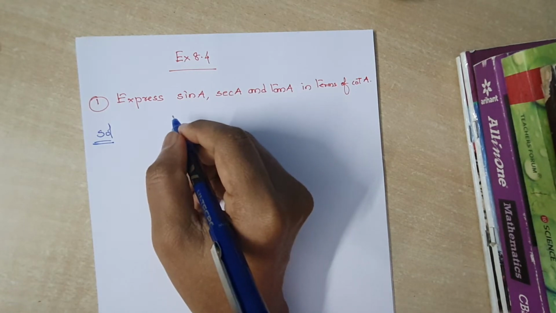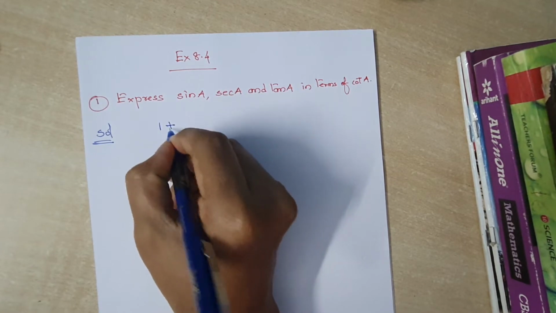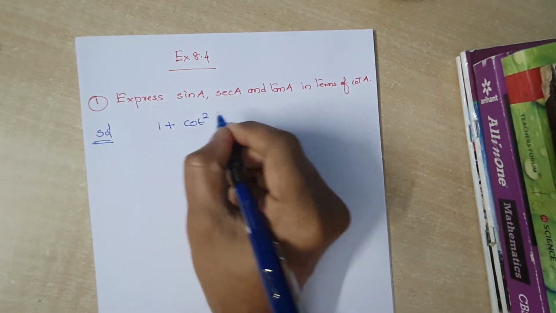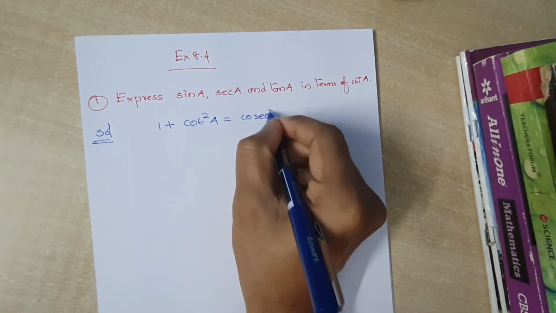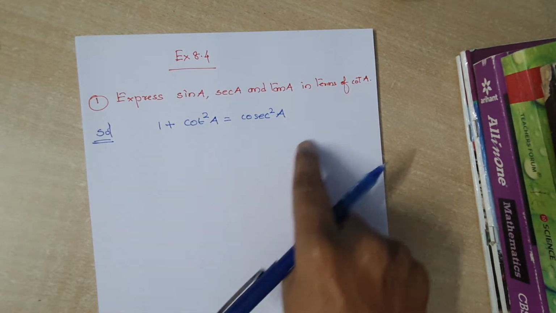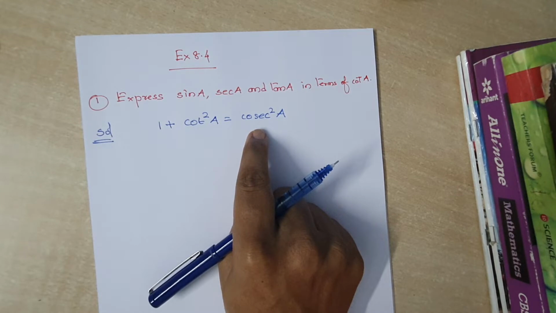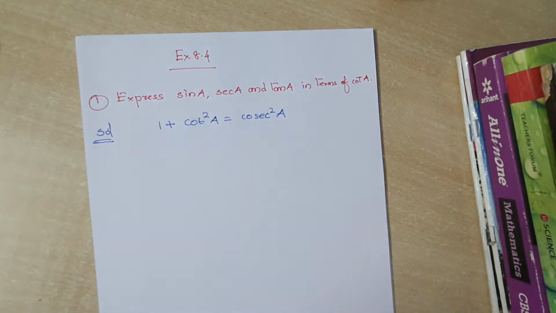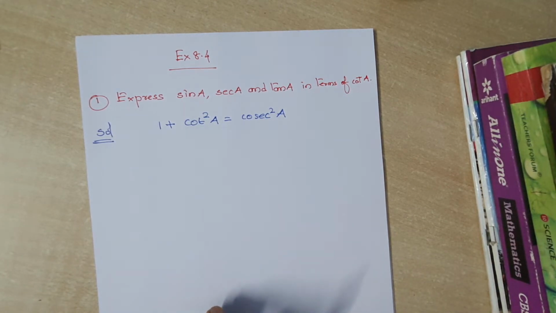Here we know, what is our second identity? 1 plus cot square A is equal to cosec square A. And if you transpose, from here can we get sin A? See, cosec means what? Reciprocal of sin, means 1 by sin A is cosec A. And here there is cot. So let us try.